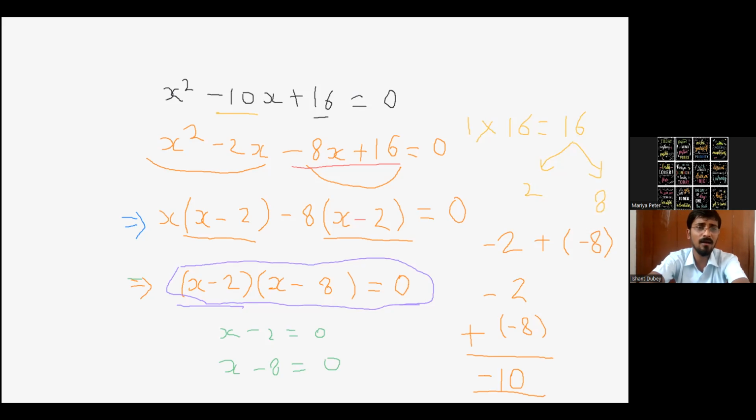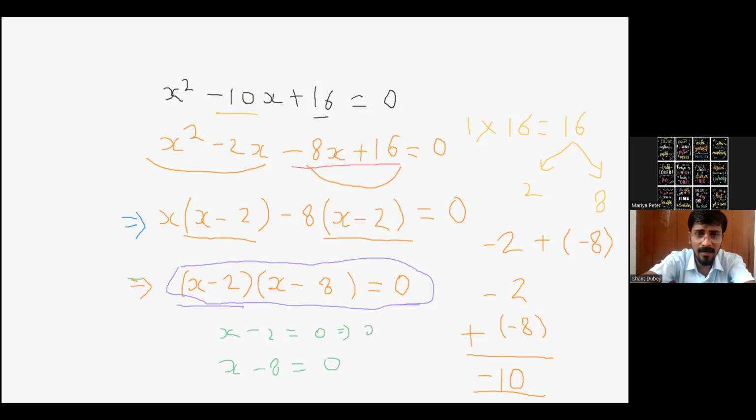So when you have maximum power 2, whenever you are going to solve a quadratic equation, you will be having how many solutions? 2 solutions. Okay. So now we got x minus 2 and we got x minus 8. So what I have to do now is, I need the x value. x is nothing but my solution.